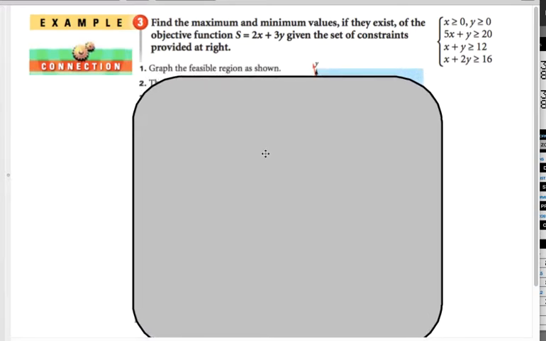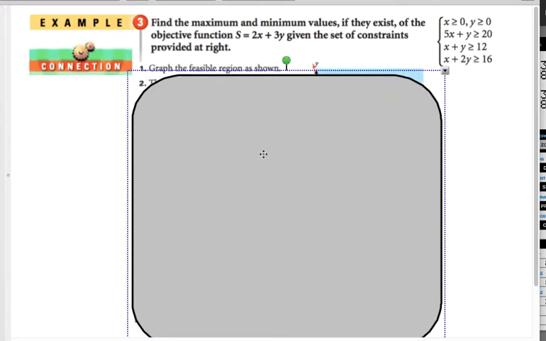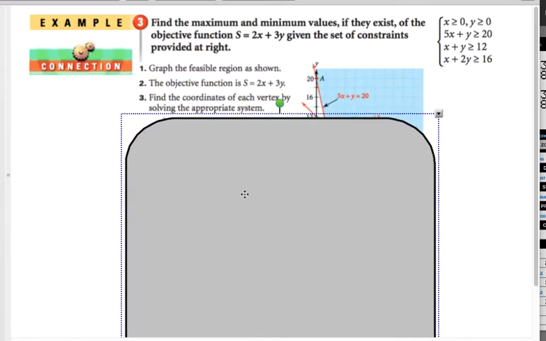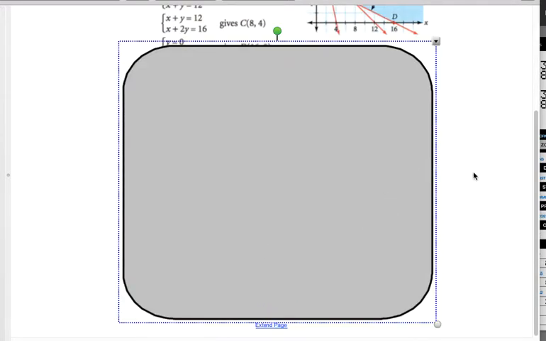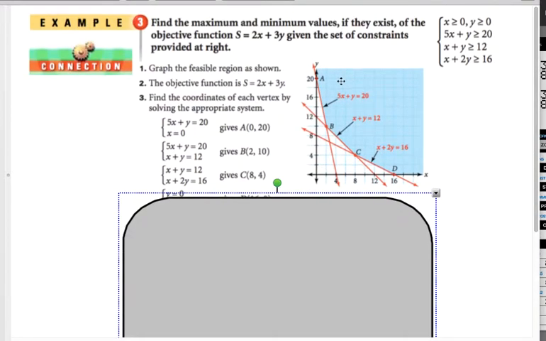So the first thing we're going to do is graph the function. So we're going to graph, oh, my bad, taking it back. All right, so there we go. So we graph the function. What you're going to find is that this is an unbounded region.